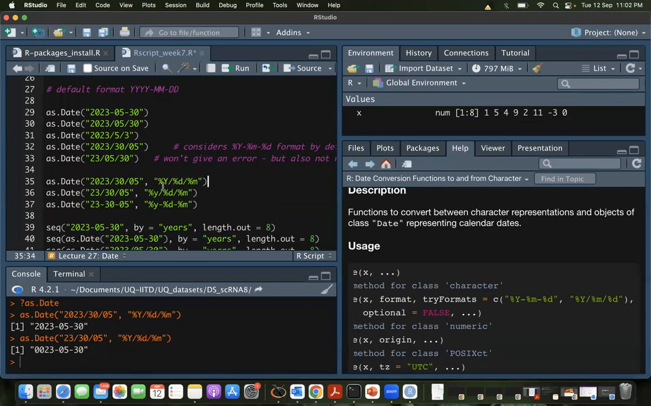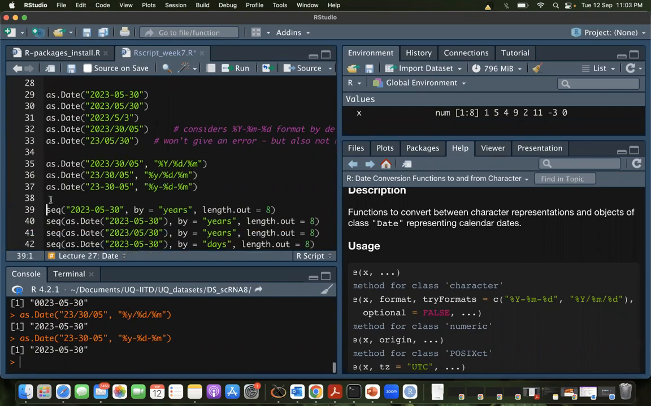Adding zeros. So instead of writing capital Y, I gave it small y. Now you see it's taking the current century. It's taking 20 as the current one, which is better, right? And likewise, I can also change it to use hyphens. If I give hyphen as the input, it's able to take that, right? So both slash and hyphen.